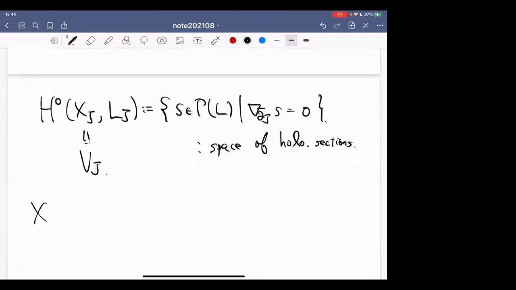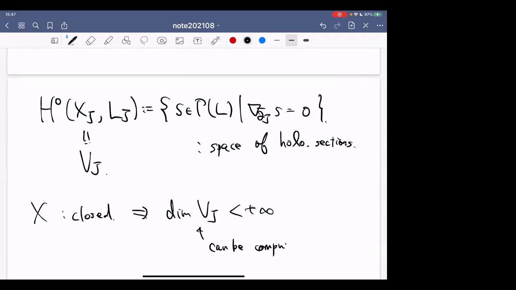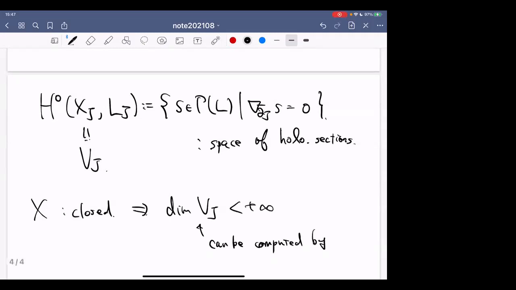If X is a closed manifold, then it is known that this vector space becomes finite dimensional, and its dimension can be computed by the Riemann-Roch theorem.